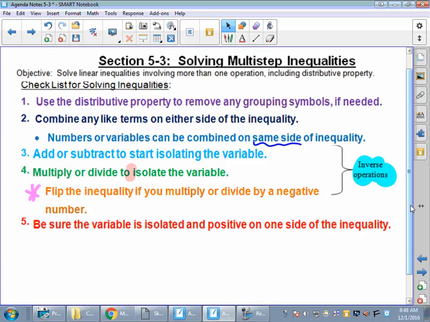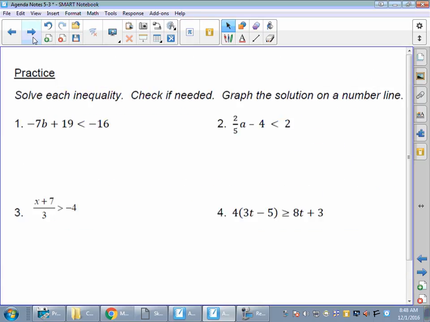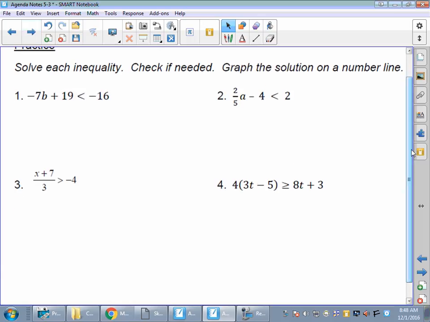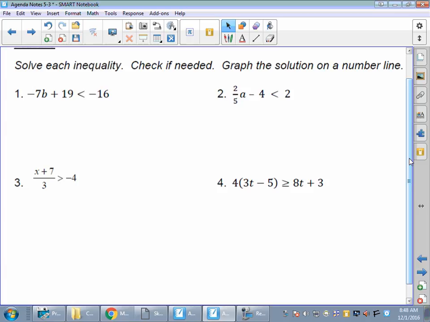So let's do a problem like number 3. Notice it does say solve each inequality, check if needed, graph it on a number line. I think we've got that down from section 5.1 and 5.2. So in problem number 3, I've got x plus 7 all over 3 is greater than negative 4. You know how I always say usually we add or subtract first. In order to get to that x in the x plus 7, this is all part of a giant fraction. We're going to have to take care of that fraction first. So we're going to times by 3 on both sides.